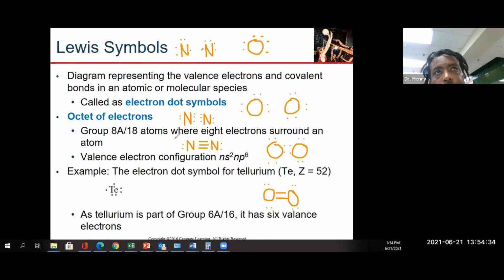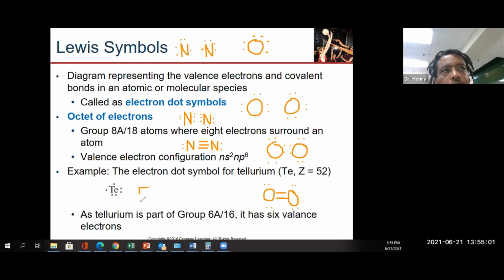Okay, so let's make sure that we have 8 around them. That's 2, that's 4, that's 6, that's 8 around that nitrogen. There's 2, 4, 6, 8 around this nitrogen. So everybody's octet is full. It's happy. So it's good. Okay, so again, this is a triple bond because we're sharing 3 pairs of electrons. This guy is sharing 2 pairs of electrons, so that's a double bond.